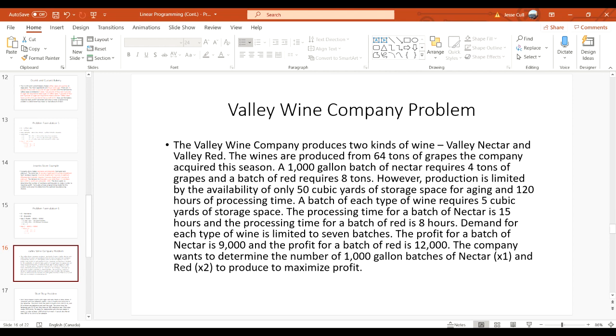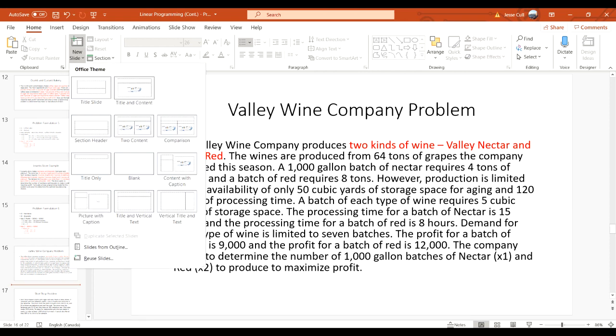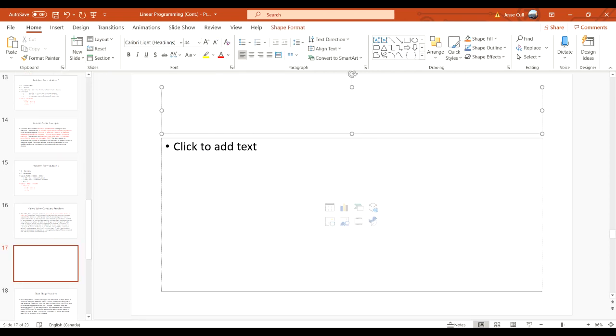The company wants to determine the number of 1,000-gallon batches of nectar and red to produce to maximize profit. This question isn't very different from what we've seen so far, but the key here is there are more constraints than we're used to at the moment. So let's look carefully. They produce 2 kinds of wine, and I gave you a hint at the bottom, X1 and X2. So let's do a new slide, begin our problem formulation. Because X1 and X2 were given to us, we can immediately enter that here.